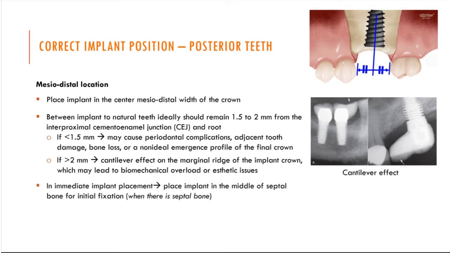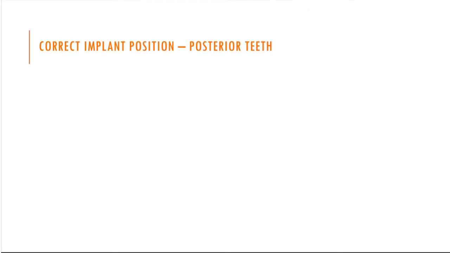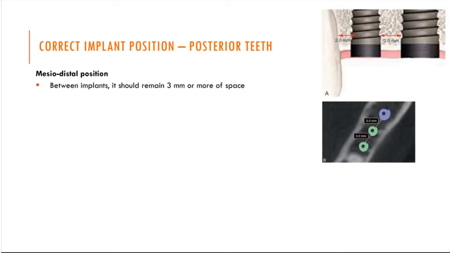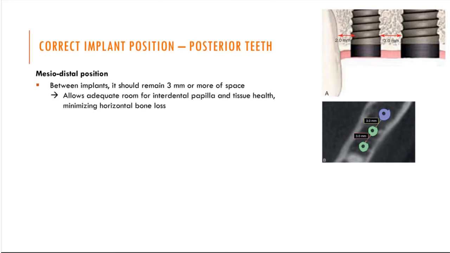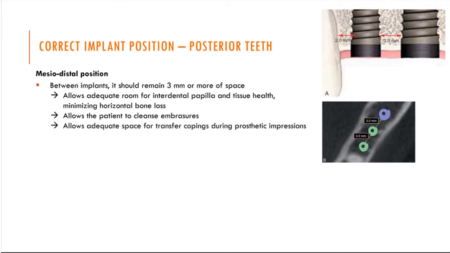In immediate implant placement, we should place the implant in the middle of the septal bone for initial fixation. And for the mesiodistal position, between implants, 3 millimeters or more of space should remain. It allows adequate room for the interdental papilla and tissue health and minimizes horizontal bone loss. It allows the patient to cleanse the embrasure, and allows adequate space for transfer copings during prosthetic impressions.